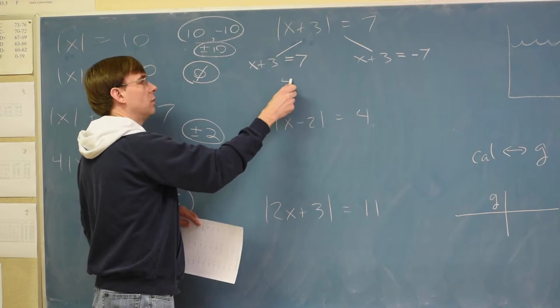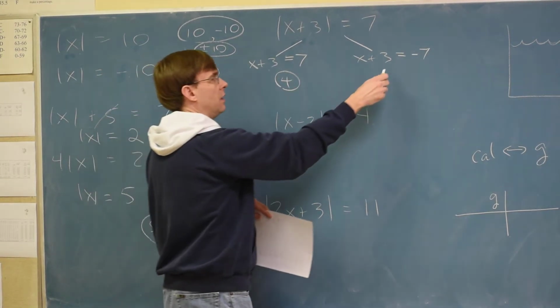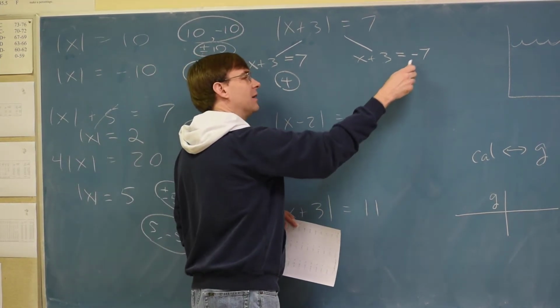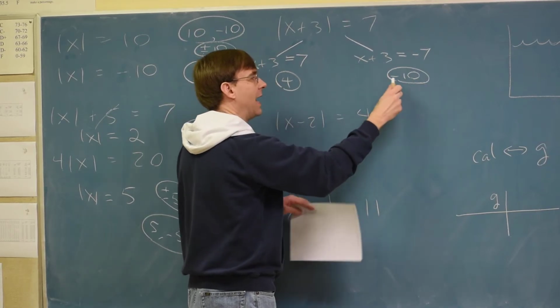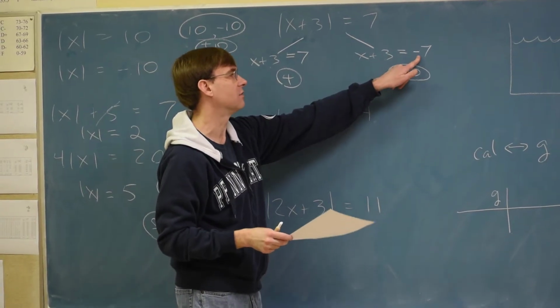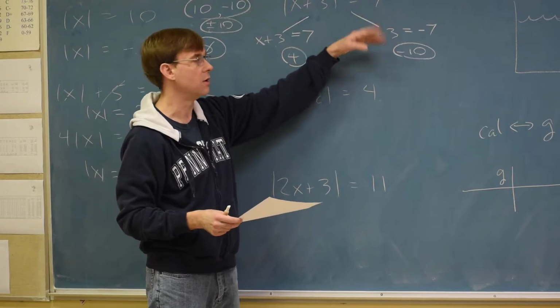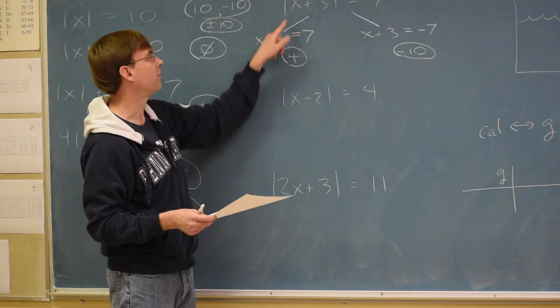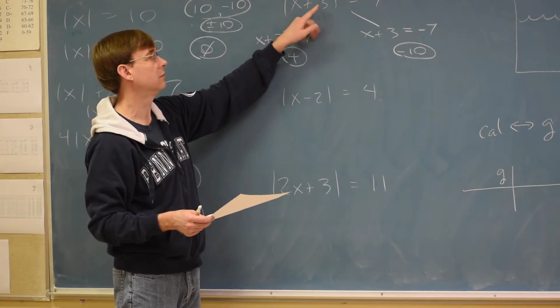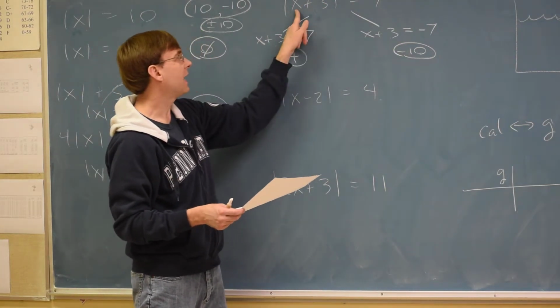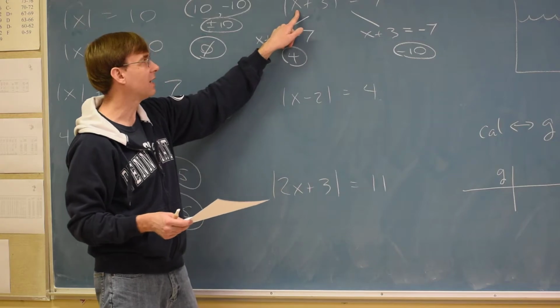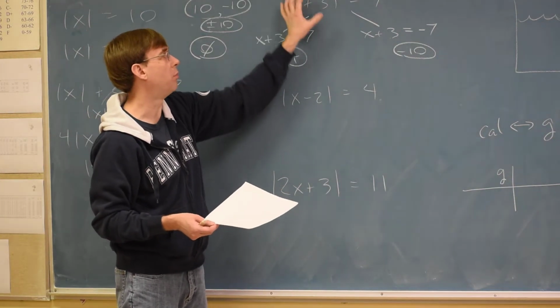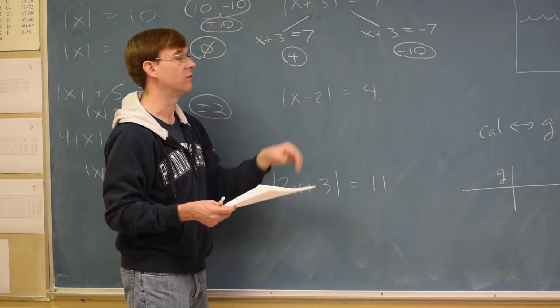Subtract 3 here, we get you a 4. Subtracting 3 here from negative 7 would take you all the way down to negative 10. If you're already negative 7, and subtract 3 more, you're down to negative 10. As always, you could check those. If you put the 4 in, 4 plus 3 is 7, and that's good. Negative 10 plus 3 would be negative 7 temporarily, but the bars would make that 7, and we have two true answers.